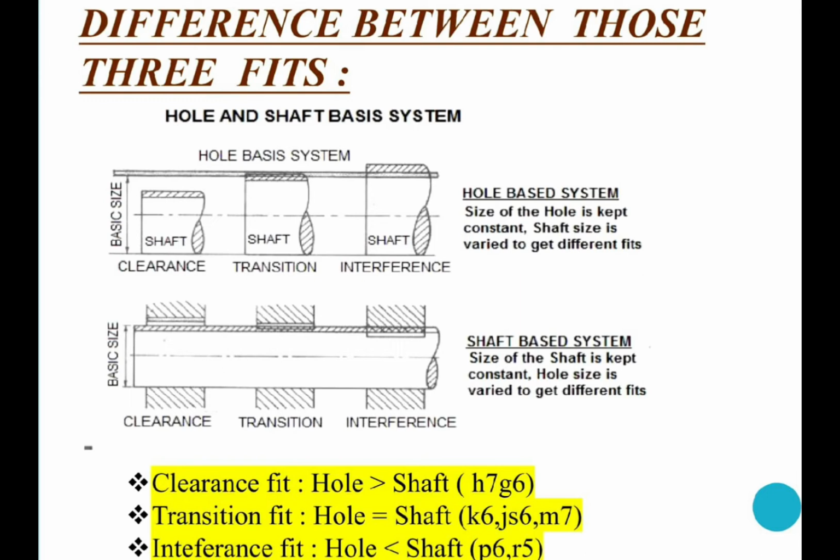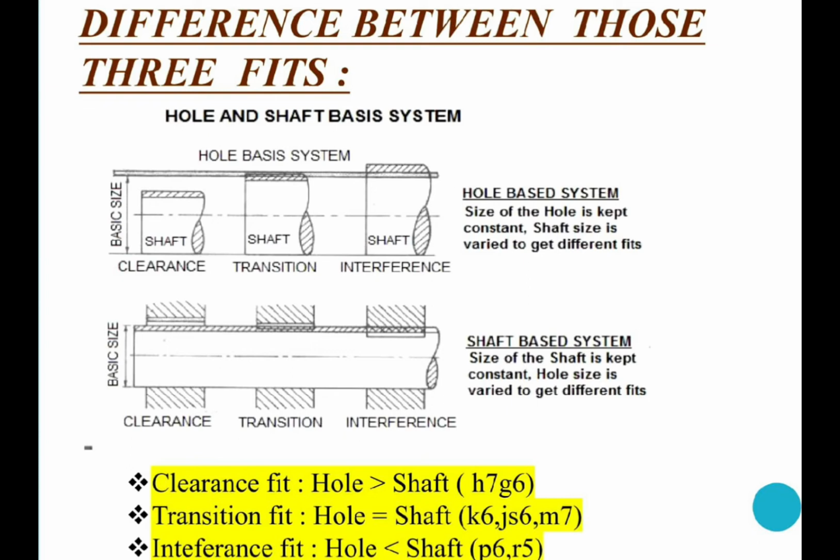That means in the hole basis system, the hole will be kept constant and the shaft value will be different, maybe loose, tight, something, but the hole will be constant. And the shaft basis system, what? The shaft remains constant, the size of the shaft is kept constant and the hole is varied in different fits.